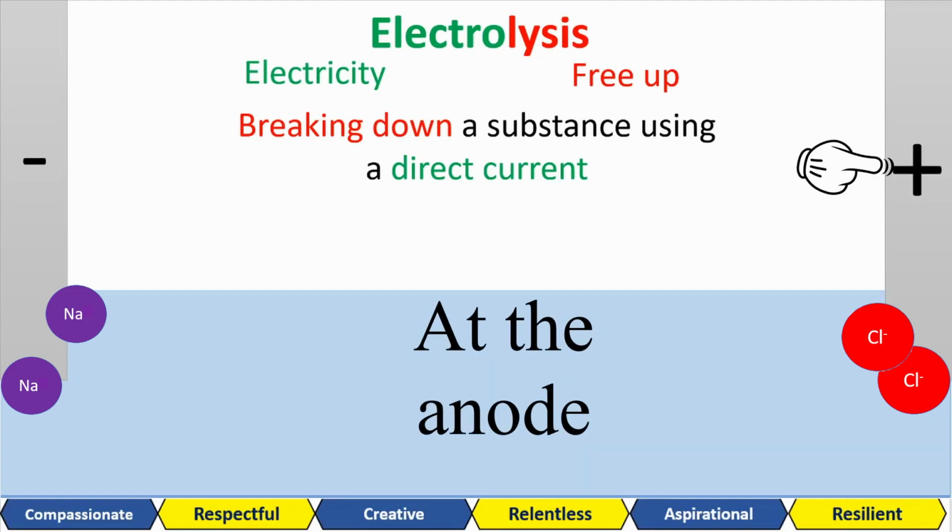At the anode, the chloride ions need to become a chlorine molecule, and so they lose an electron each. If you need a refresher on why chlorine travels as a molecule, check out my video on halogens for that. The next bit is part of the higher paper.